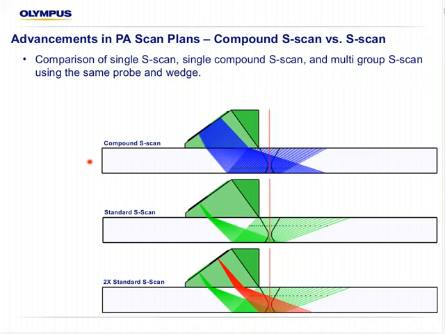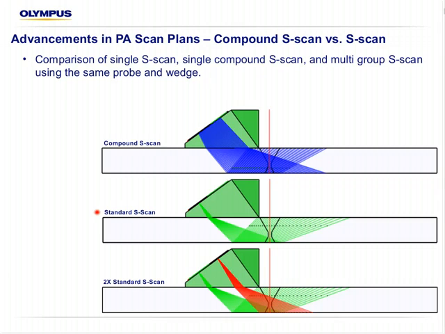So, as a comparison of a single S-scan, a single compound S-scan, and a multi-group S-scan using the same probe and wedge. In this instance, we have the high angle, typically 70 or 72 degrees, exiting the wedge very close to the damping with the probe as close to the weld as possible. And we also want to get the full skip coverage from the low angles from the same probe position. With a standard S-scan, this is impossible without backing up the probe significantly from the weld.